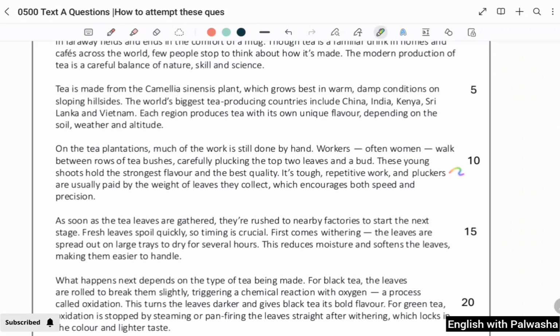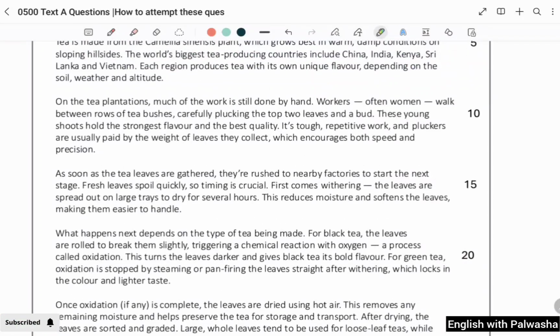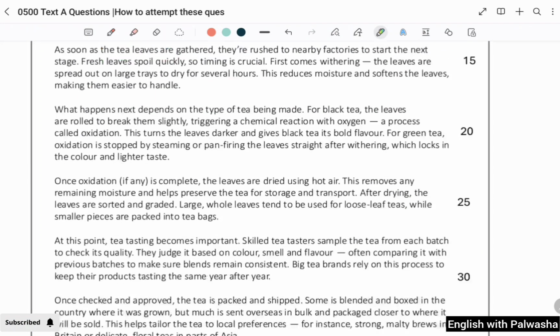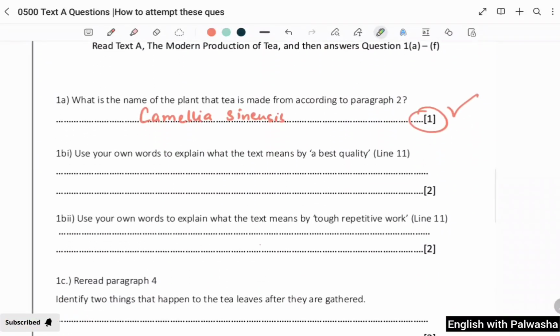Move on towards line number 11. Just check here. Come on to line number 11. You have to write your own answer first. Now I'm telling you my answer. The answer will be from this line. We have to actually formulate this entire line in our own words. Now, how will I do it? These young shoots hold the strongest flavor and the best quality. How will I transform? I'll start my answer like this.